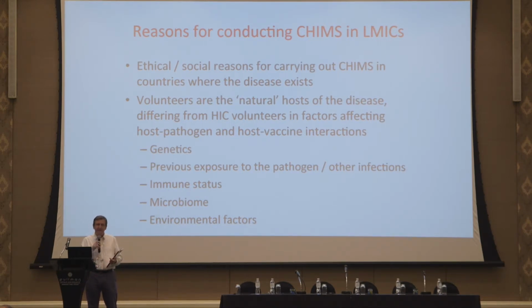The areas where these differences between LMIC and HIC volunteers may be important are genetic makeup, previous exposure to the pathogen, and also to other infections which may influence the makeup of the immune response. Immune status of the individuals, worm burden, potentially HIV, etc. For enteric pathogens, the microbiome may be important. You have quite different microbiomes in LMICs, in the gut, for example, and also for pneumococcal carriage in the nasopharynx. And there may be environmental factors too.